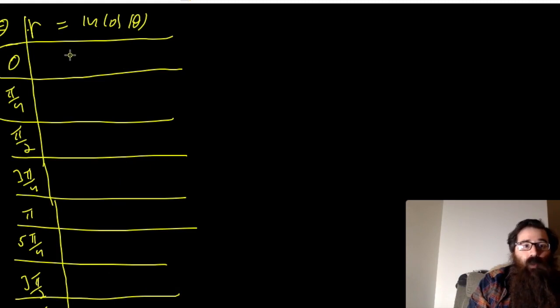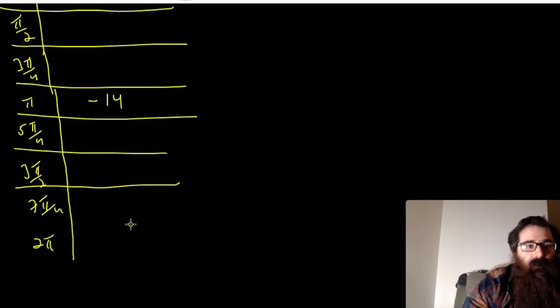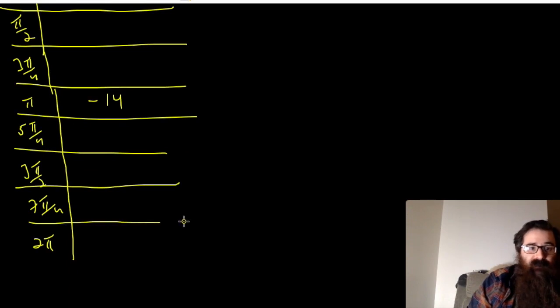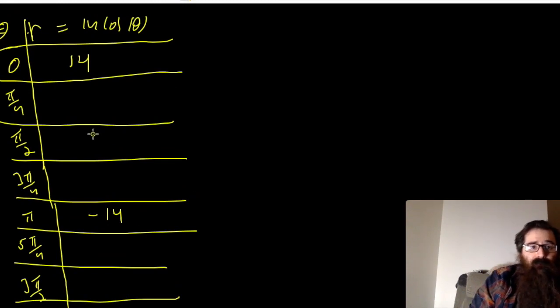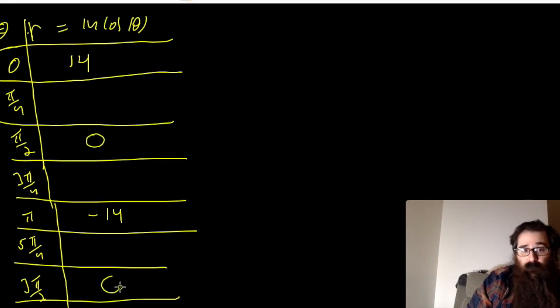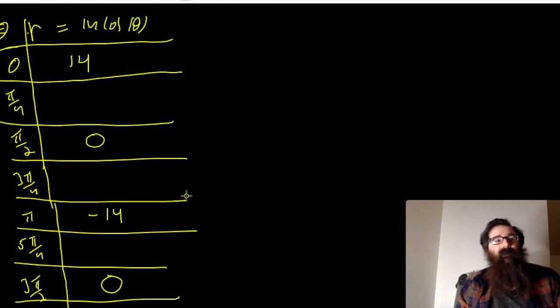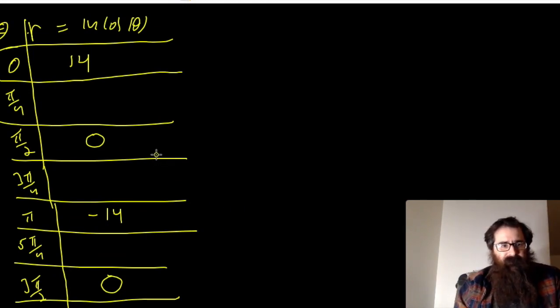Cosine at 0 is 1, so it gives me 14 times 1, which is 14. Cosine at pi is negative 1, so that gives me negative 14. And cosine at 2 pi is 1, so that gives me 14 times 1 is 14. Now cosine at pi over 2 is 0, 14 times 0 is 0, and also at 3 pi over 2. And that just leaves me with what's left over.